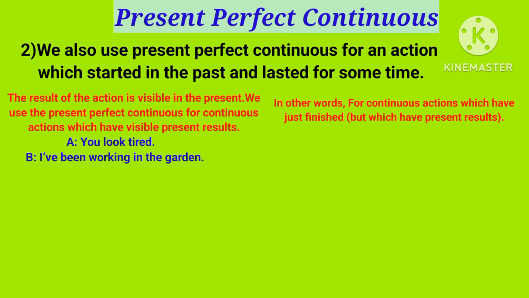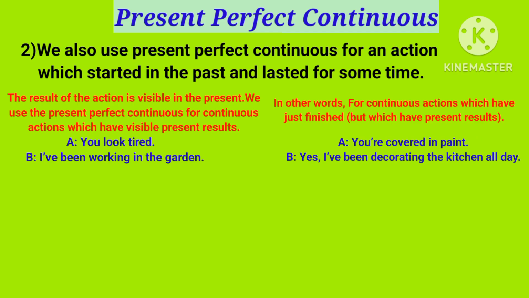Action is working in the garden. It recently finished. Present result: the person looks tired. We can see it now. And the focus is a reason for the current condition. He looks tired because he has been working in the garden.